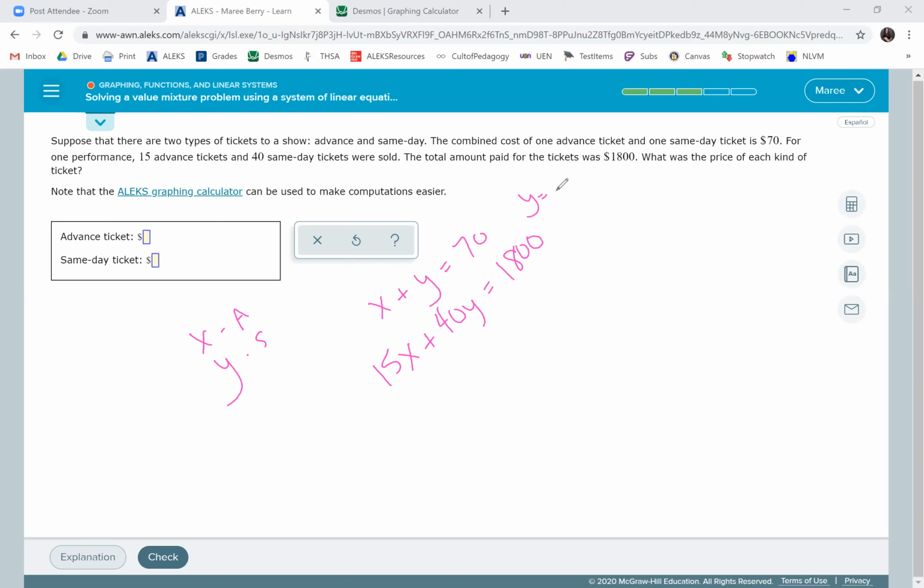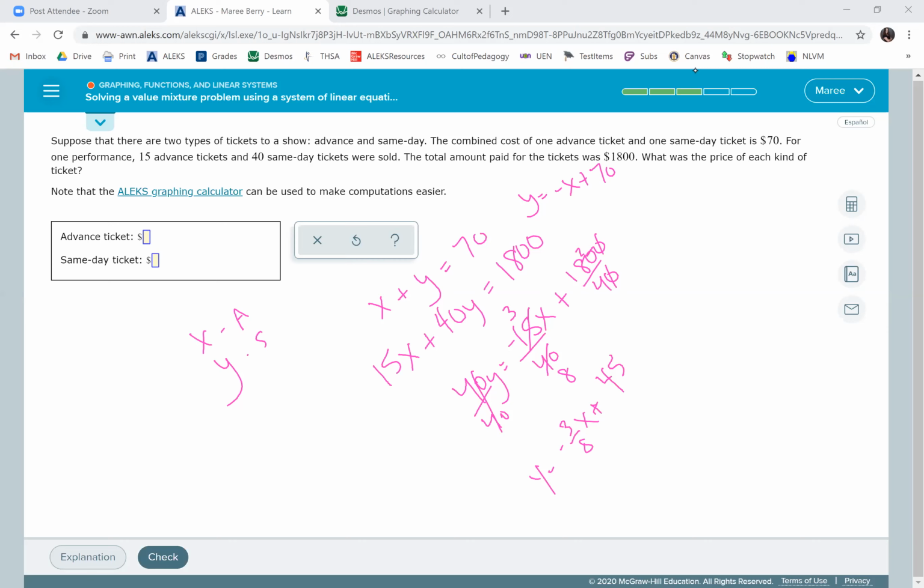So Y equals -X plus 70. I feel like we use that line a lot. So 40Y equals -15X plus 1,800. Divide both by 40. So 5 goes into here, 3, 8. So -3/8 X plus 45. Okay, get to our graphing calculator.